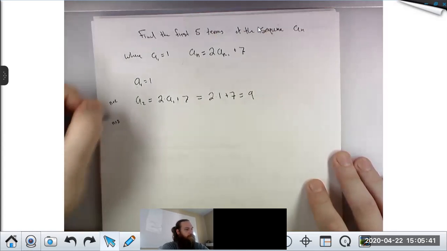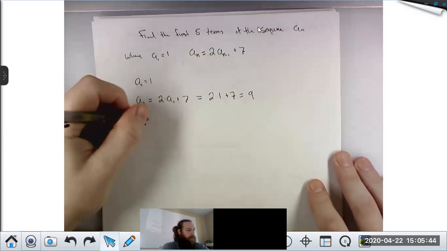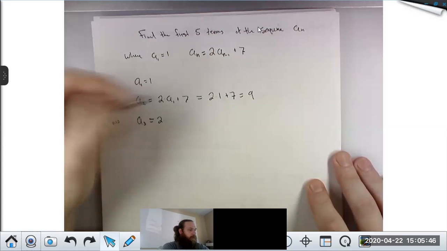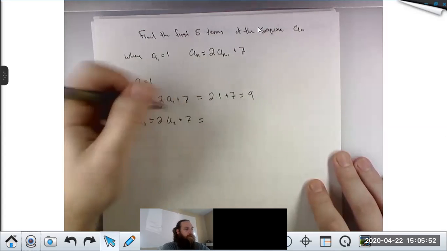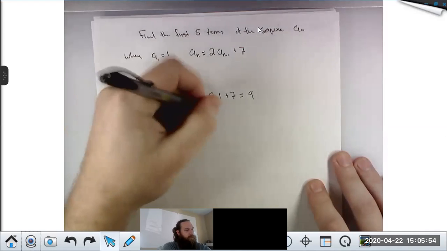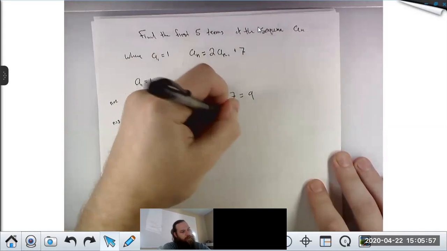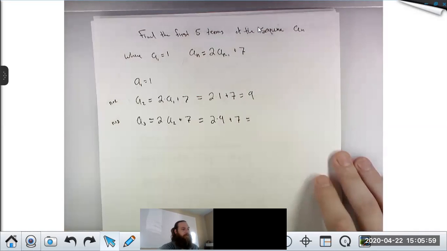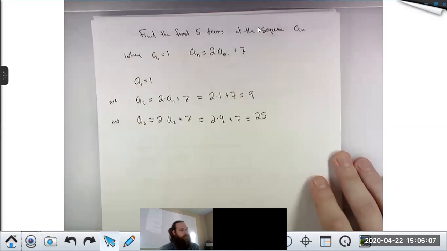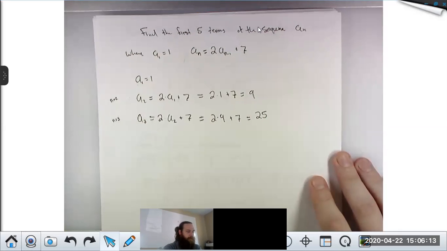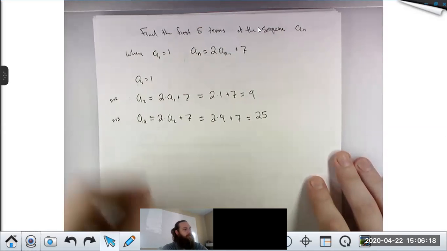If I plug n equals 3 into my recurrence relation, I get A3 equals 2 times A sub 3 minus 1, which is A2, plus 7. And A2 is 9, so this is 2 times 9 plus 7. 2 times 9 is 18, and if I add 7 to 18, I get 25. Make sense so far? Yes. Okay, so we'll keep going.